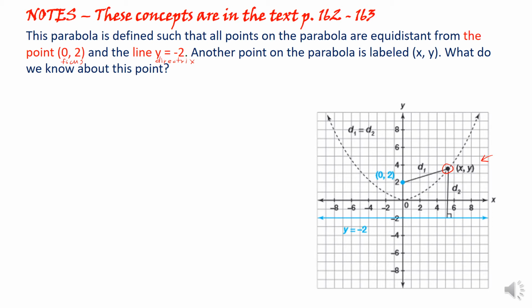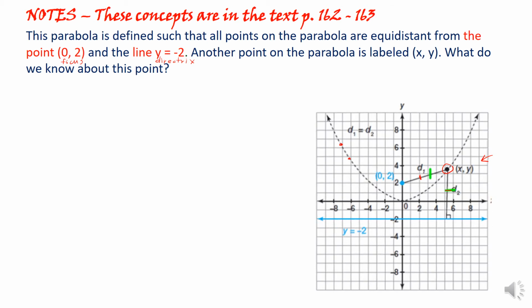What do we know about this point? Okay, we know that this point is the same distance from the focus as it is from the directrix, because remember the definition. The parabola is defined such that every single point on the parabola is the same distance from the focus to the directrix. Okay, so think about that. Maybe draw some lines and check it out. So, how do we find that distance?